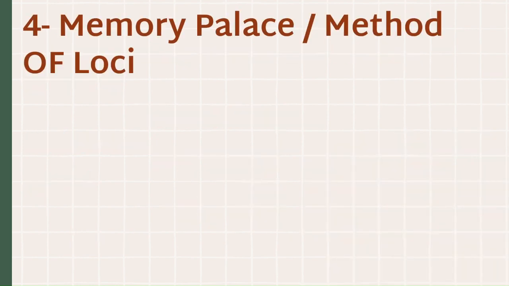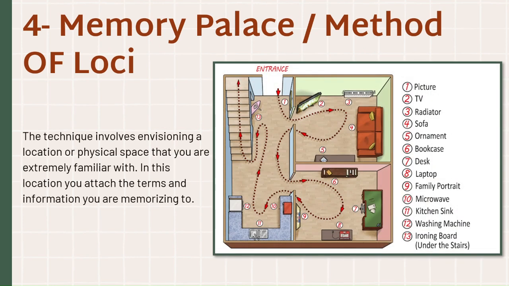The fourth technique is the memory palace method of localization. The technique involves envisioning a location or physical space that you are extremely familiar with. In this location, you attach the terms and information you are memorizing. As we said, we want to save, for example, a list. So we remember our house very well, right? So we put the things that we want to remember in places in the house, so you can remember them in the future.